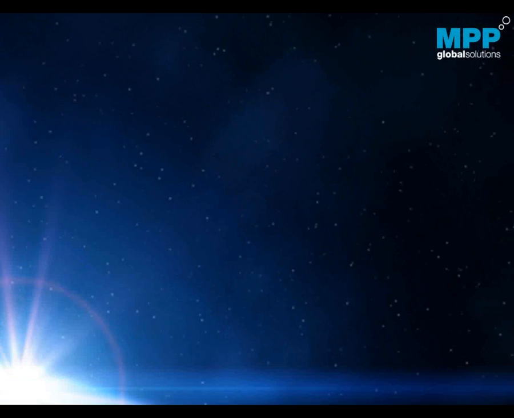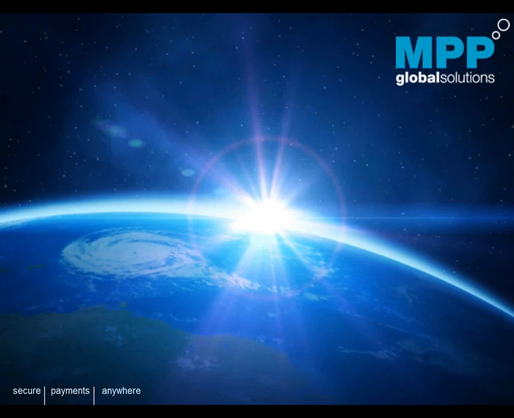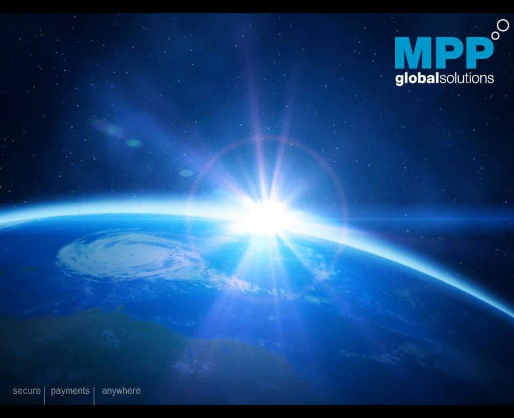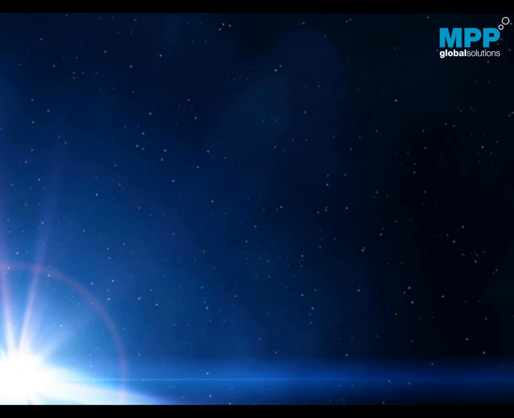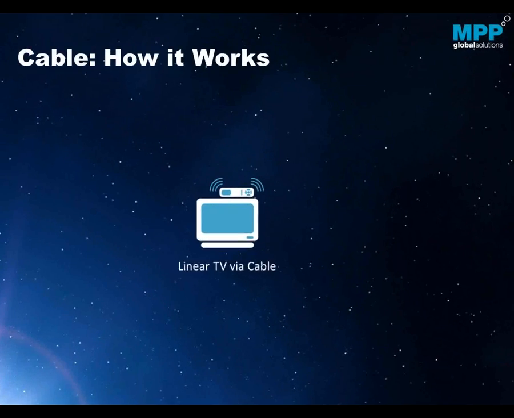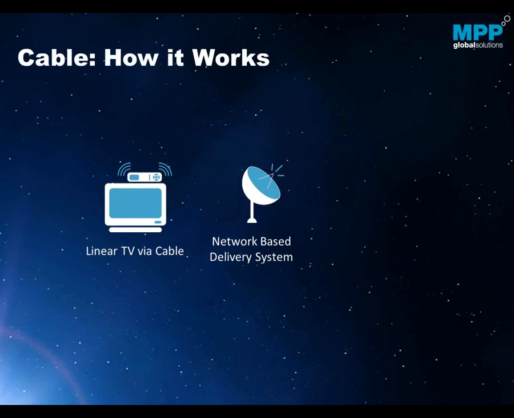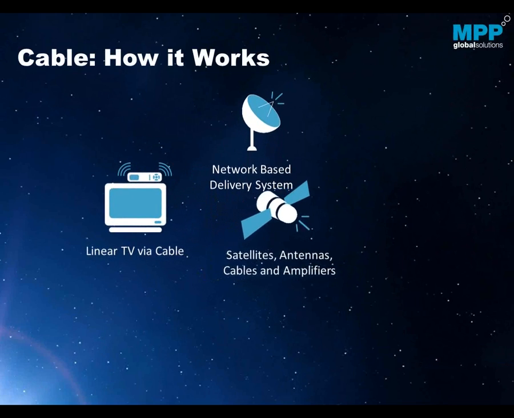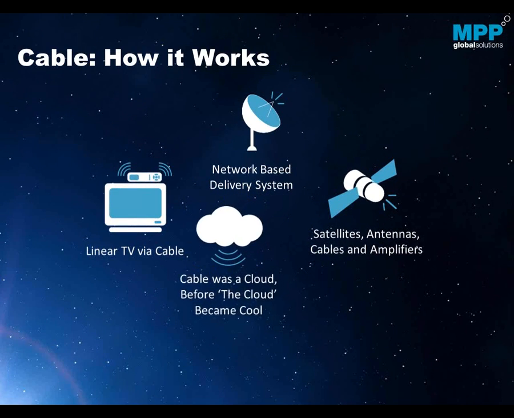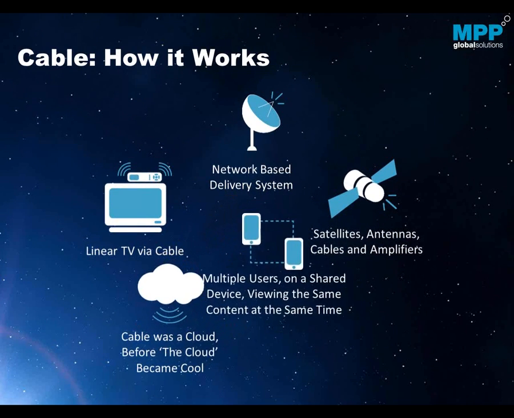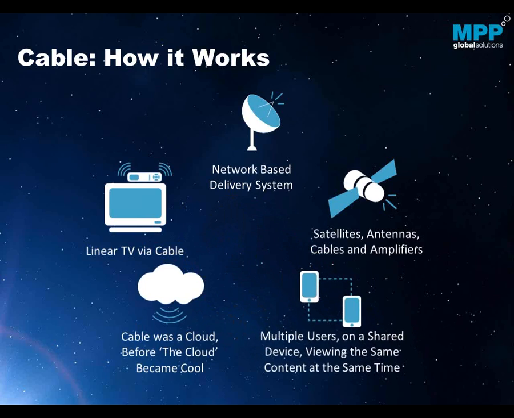Before we get into the presentation proper, we'll just have a last little look at cable. You should be able to see a diagram coming onto your screen now. As a starting point, here's a dummy's guide to cable, if you will. Cable has traditionally used the following aspects to drive content into the home, including network-based delivery systems, satellites, of course, antennas, amplifiers, and cables. So they've been pushing linear TV channels into the home via cable to multiple users on a shared device, viewing the same content at the same time.